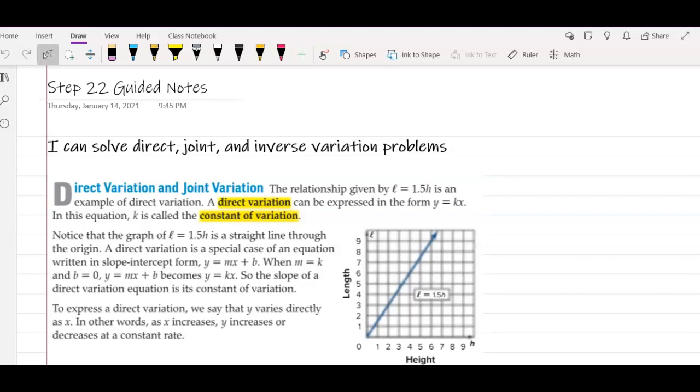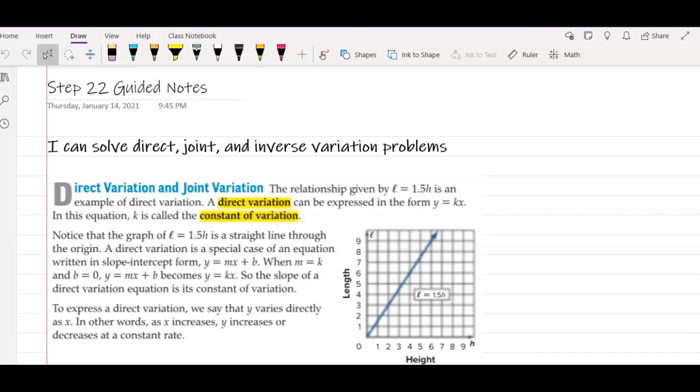As you can see from this graph, as the height increases from 0 to 9, the length of a particular object increases. And it increases at a very steady linear rate. So this is an example of a direct variation. One variable is varying directly with the other variable. K is going to be called our constant of variation.